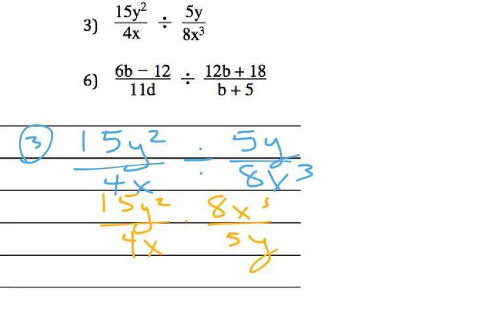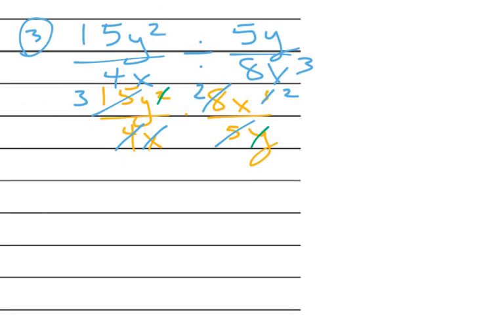I really do avoid trying to cancel anything out before I've flipped the fraction. It only encourages mistakes. 15 over 5 becomes 3. 8 over 4 becomes 2. I scan through. I see y squared. I see y. And 2 minus 1 means that I'll be left with y, and that's going to go away. 3 minus 1 means I'm going to be left with an exponent of 2 attached to x.